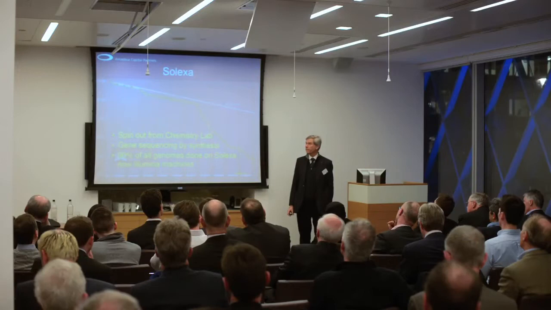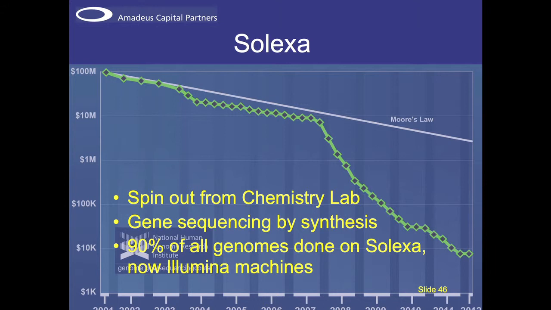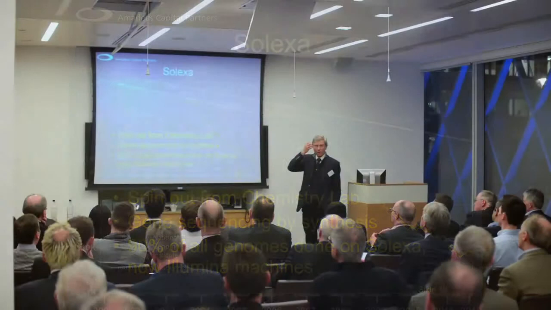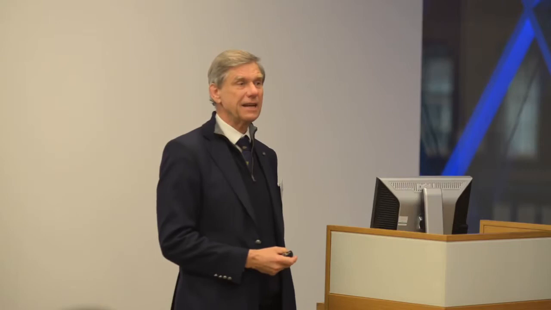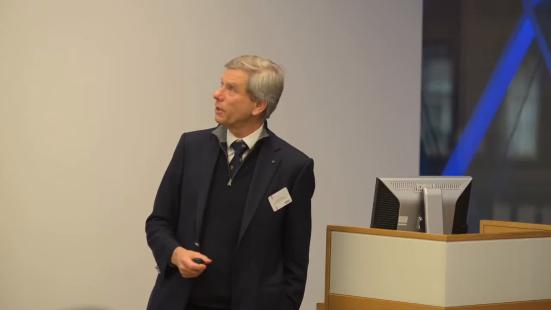And as you can see on this graph, this is where we started. The cost originally of the first human genome was about $3 billion. It was a bit of an expensive exercise organized by the United States and Britain mainly. 30% of the human genome was actually done at the Sanger Center in Hinxton. They made the single largest contribution to the original human genome.